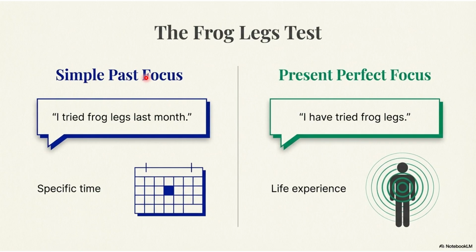Another example, simple past focus. I tried frog legs last month. When did I try it? Last month. I know exactly when it happened. Present perfect focus. I have tried frog legs. When did this happen? I don't know. At what time? I also don't know. Why? Because the sentence doesn't say anything about the time. It is not about when it happened. The focus is only on the action that I tried frog legs at some point in the past.